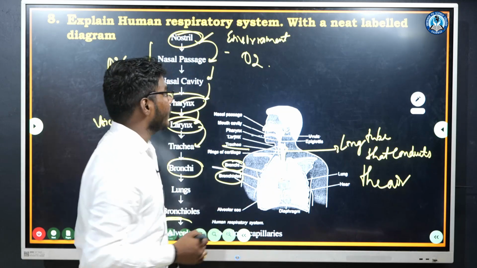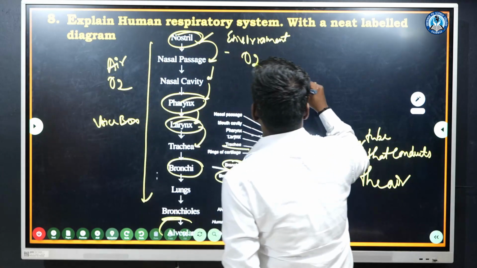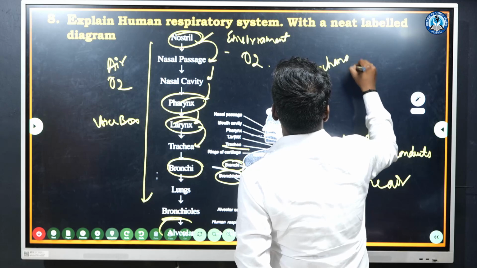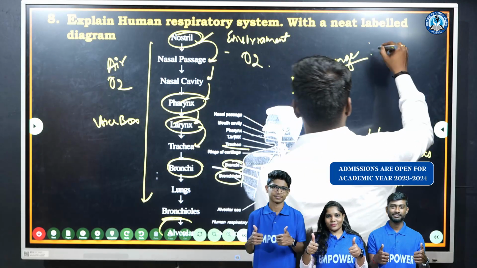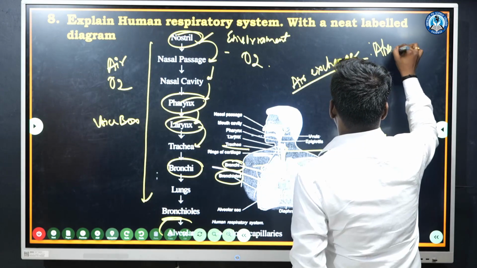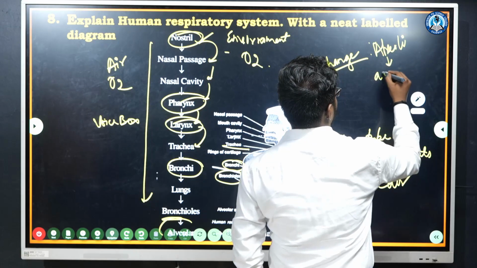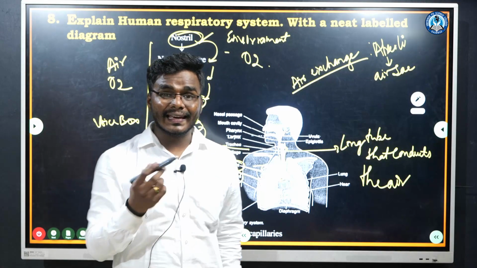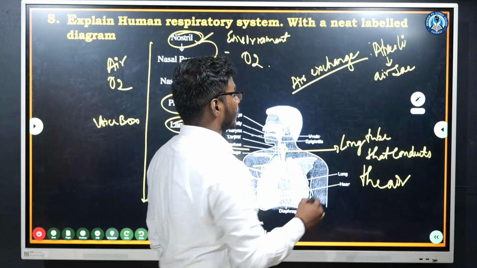So alveoli are where air exchange takes place. Air exchange occurs in your alveoli. They are called air sacs. So what are alveoli called? Air sacs. The alveoli are called air sacs. Why are the alveoli called air sacs?